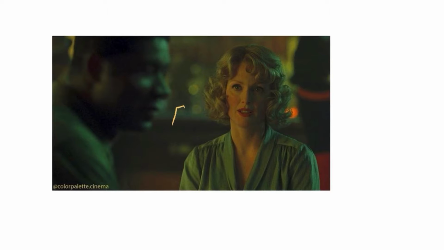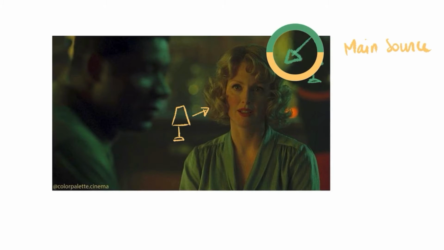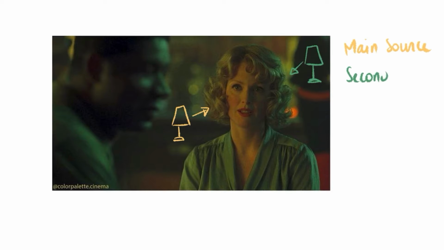Then I analyzed the different sources of light and what's their color. And if there are more than one source, I define the main source and then the second source, which has a lower intensity and therefore less influence in the scene. It's also important to make the difference between direct light and diffuse light. Let me explain that more clearly.